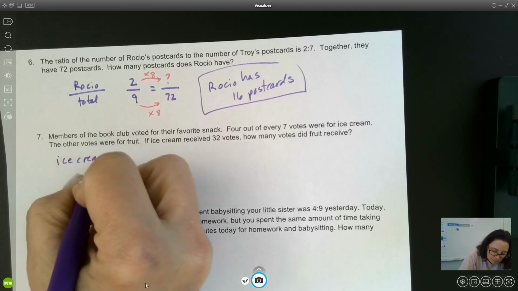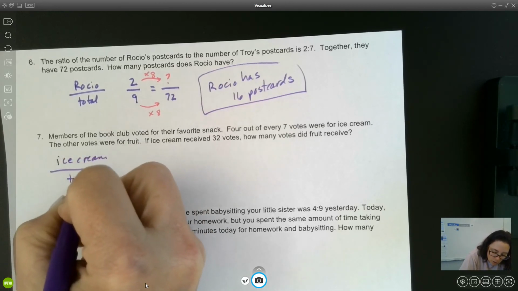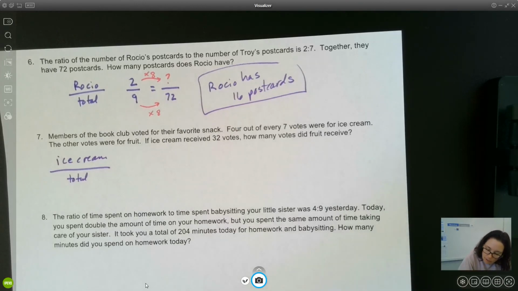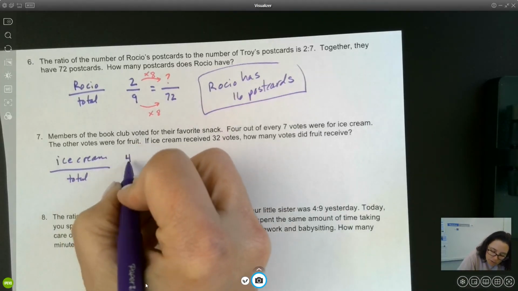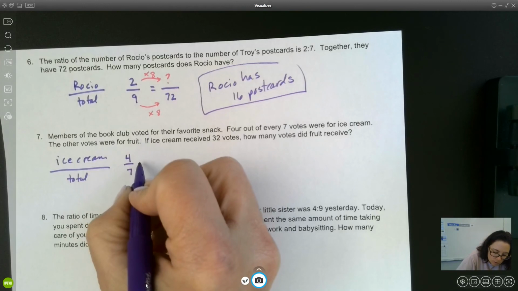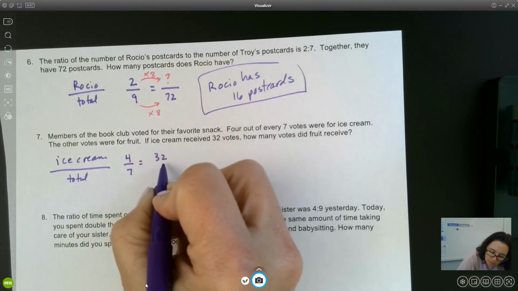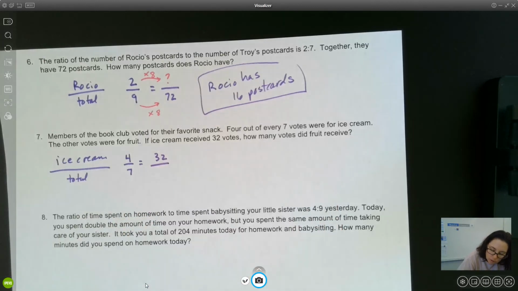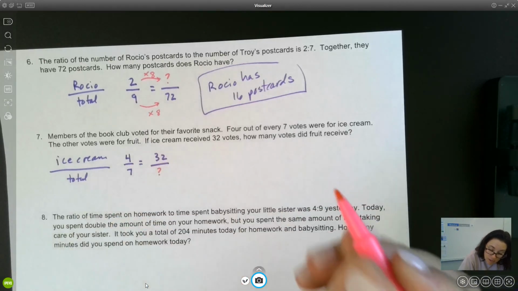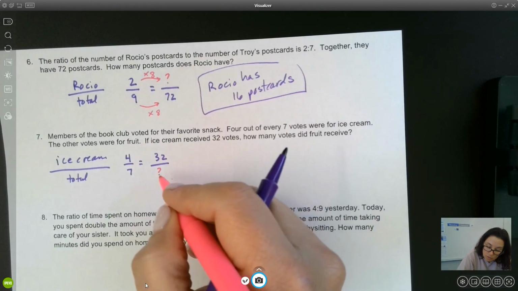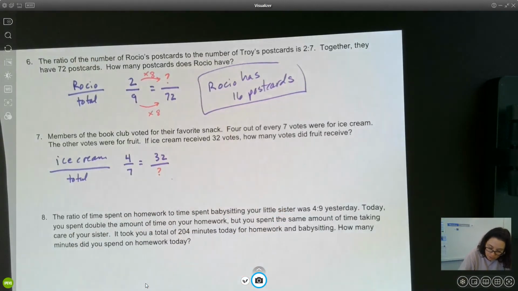Ice cream over total. So I've got 4 votes for ice cream over 7 total, and I want to know 32 ice cream, how many total? Okay, but that's not the answer. That's the answer for total, but we're asked for fruit.